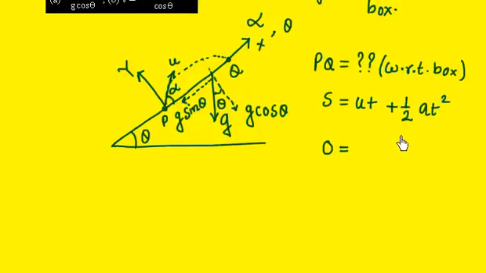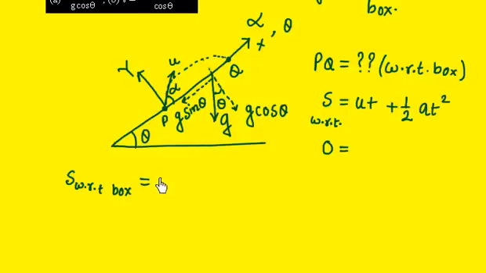So you see, this is all with respect to the box. This s is also with respect to the box. Are you getting or not? This u is again with respect to the box. This acceleration is all with respect to the box. So let me explain again. This is s, this is with respect to the box.